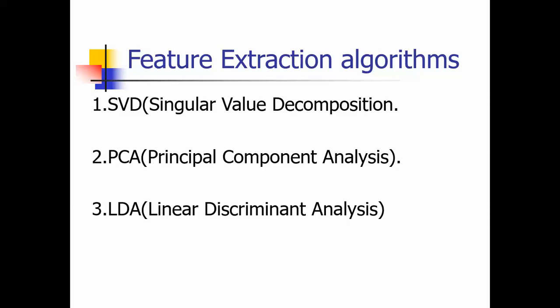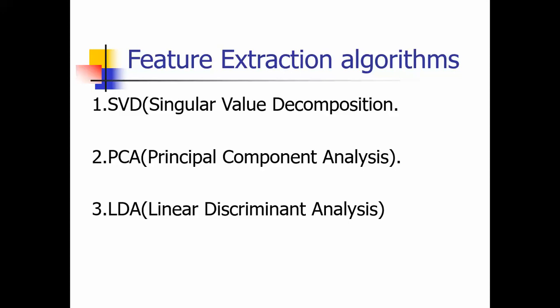Some of the feature extraction algorithms: mainly for dimensionality reduction in feature extraction, we are using three algorithms. One is SVD, singular value decomposition. The second one is PCA, principal component analysis, and then LDA. These are the three different types of algorithms which support feature extraction techniques. In detail, we are going to see how SVD, PCA and LDA extract the features in a real-time environment in the upcoming videos.